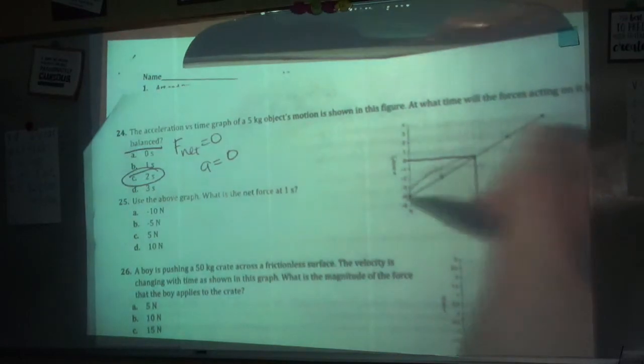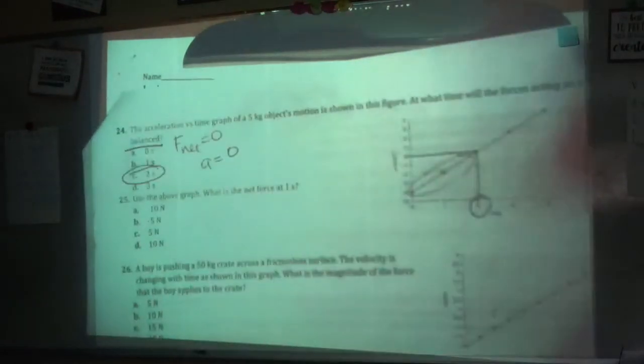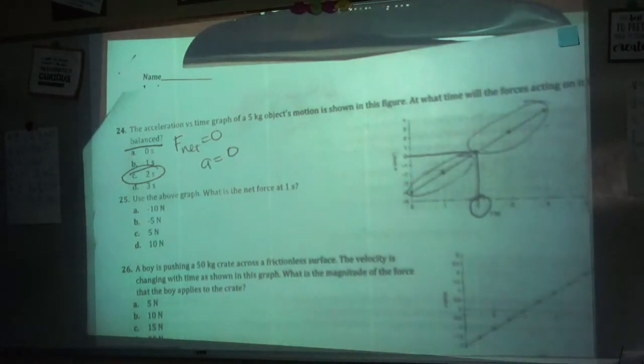Here, this is a negative acceleration, so that could be like a net force to the left or down. And then here would be a positive acceleration. That would be a net force in the positive direction. The only time where it's balanced is this instant where it has 0 acceleration.